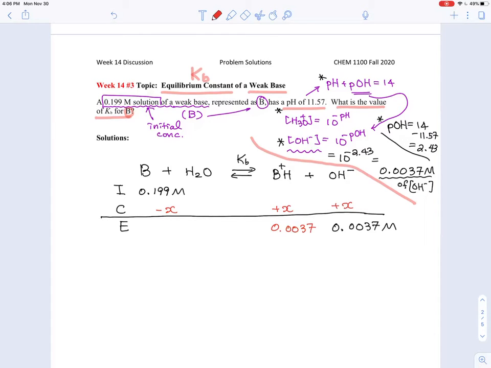That's for sure. So this value is 0.199 minus 0.0037, and 0.0037 is a small number. So you have the option of approximating this value to be 0.199, or you can simply calculate this. I don't want to use the approximation because I don't need one. It's very simple to calculate those values.